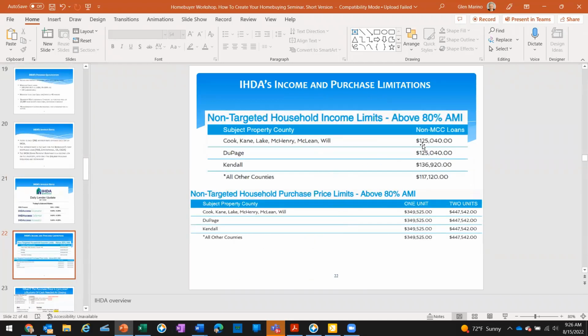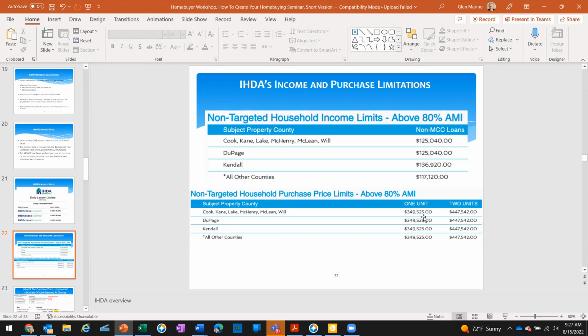Here are some of your income limitations. The borrower, not the household, must make less than $125,000. So if I have a husband and wife, and the husband makes $100,000 and the wife makes $90,000, that's $190,000. You'd think they don't qualify. But what I would do is look at just the husband or just the wife and say, just you be our borrower. The other spouse can be on title, but as long as the borrower's income is under $125,000, they would qualify for this down payment assistance.